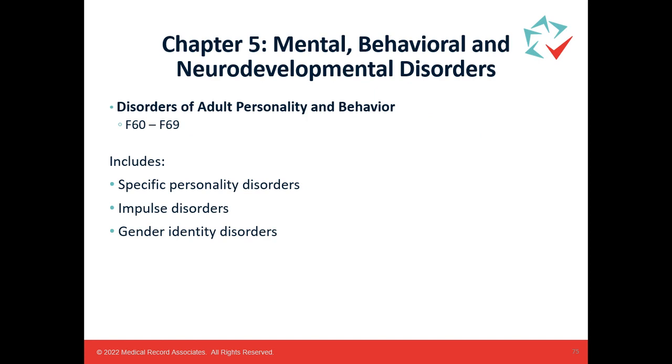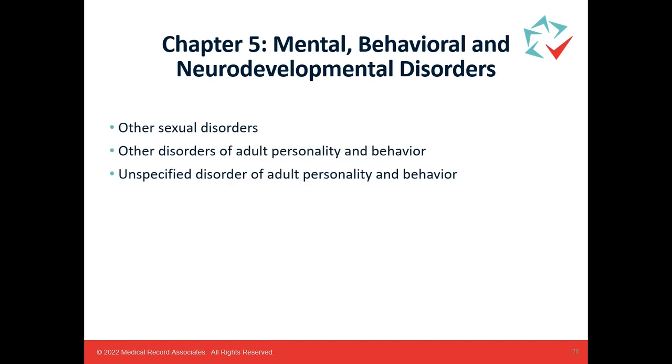F60 to F69 are going to be disorders of adult personality and behavior. This is going to include specific personality disorders, impulse disorders, gender identity disorders, other sexual disorders, other disorders of adult personality and behavior, and then your unspecified disorders of adult personality and behavior.